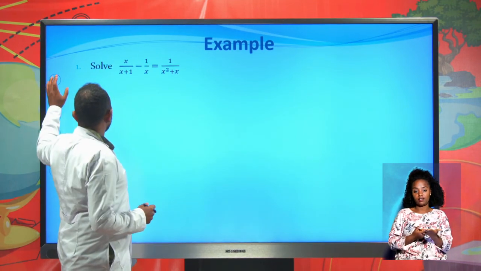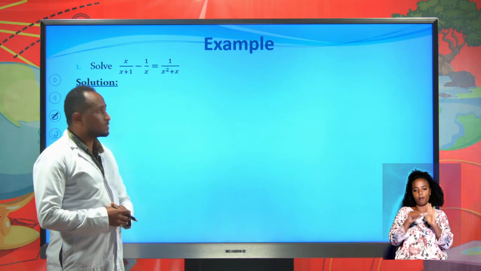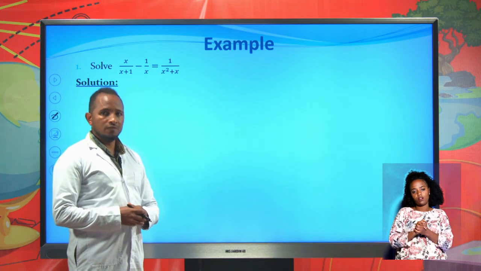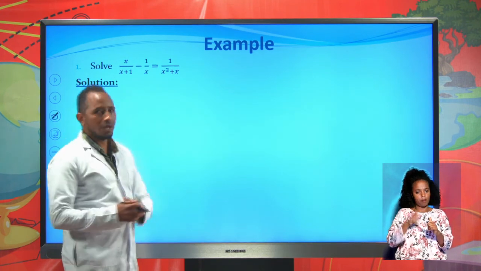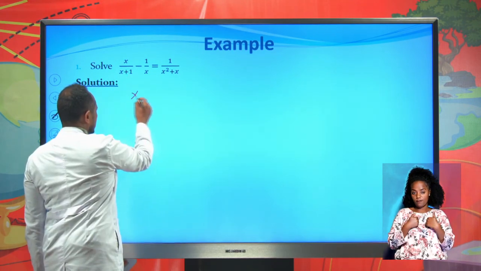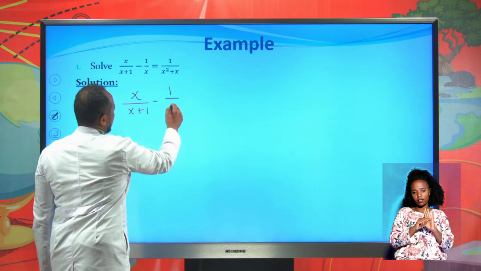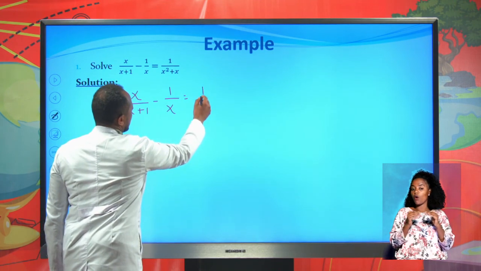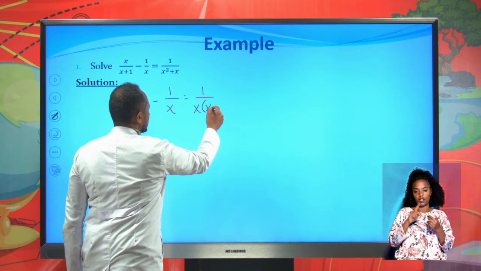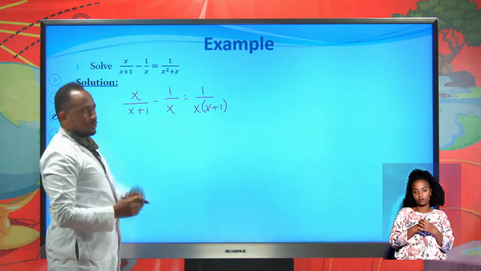Here, solve x over x plus 1 minus 1 over x is equal to 1 over x squared plus x. To solve this, first I need to factorize the denominator. So you have x over x plus 1 minus 1 over x equal to 1 over x times x plus 1. Factorizing the denominator, this one.